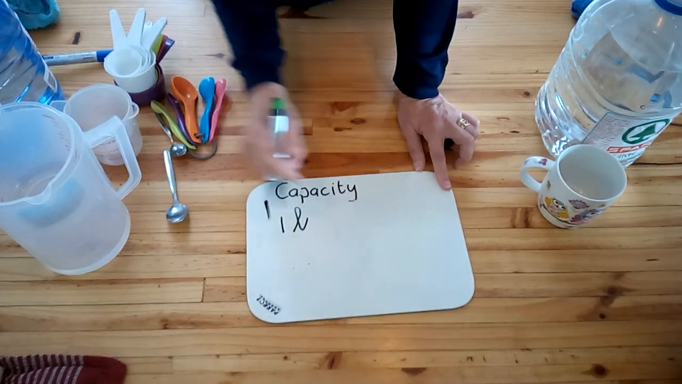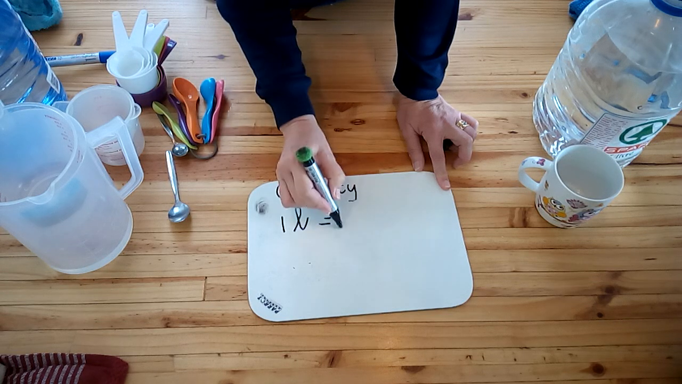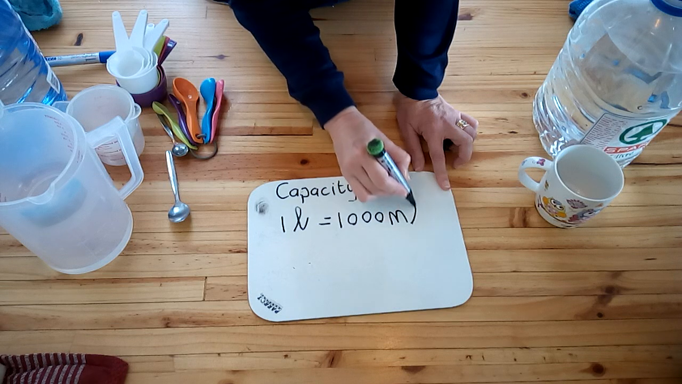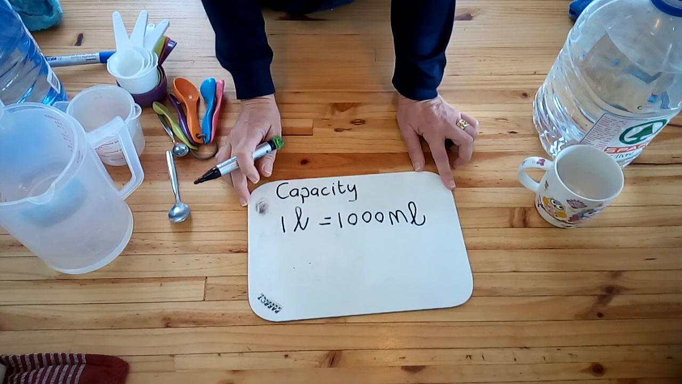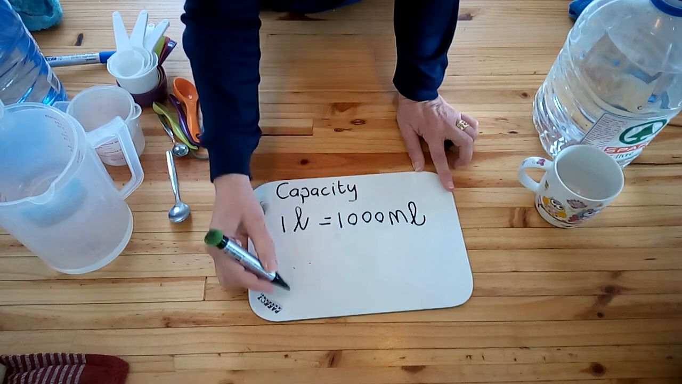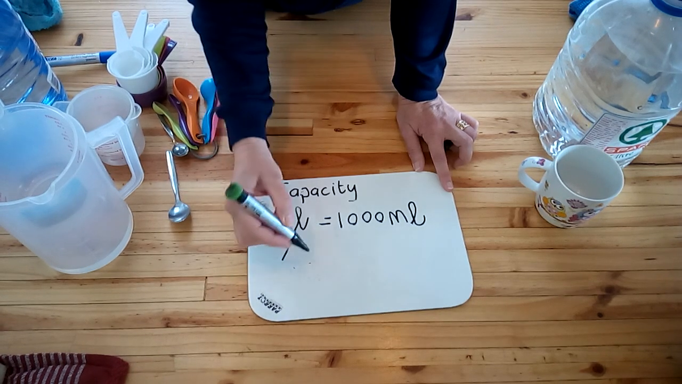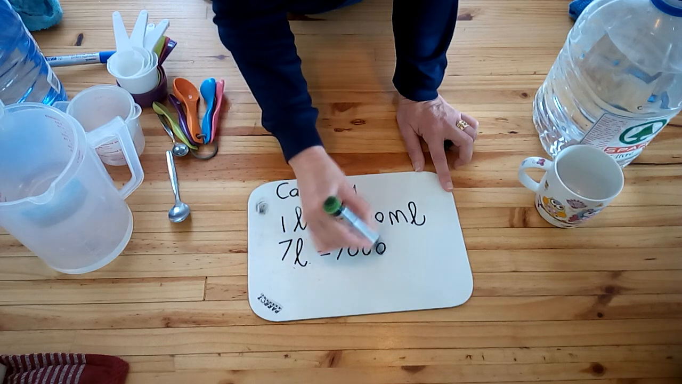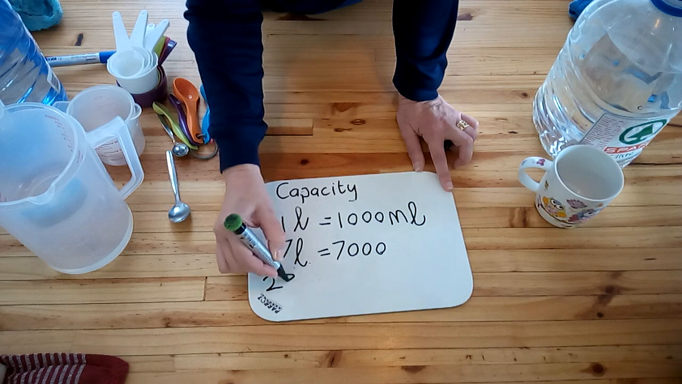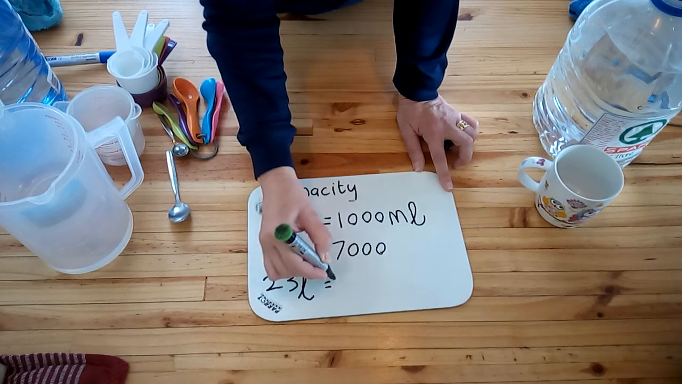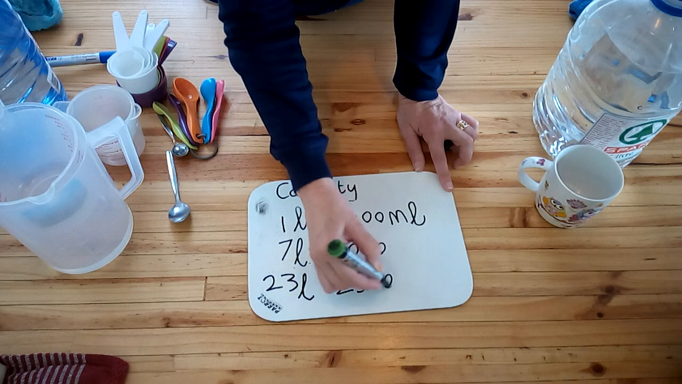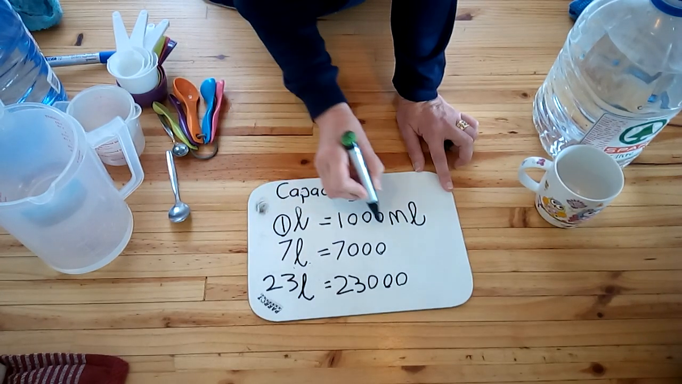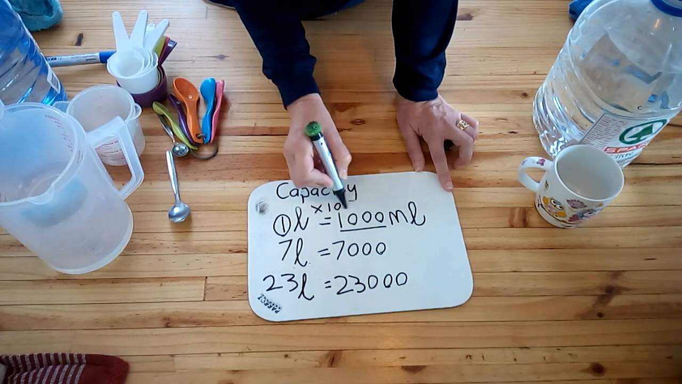1 liter is the same as 1,000 milliliters. Oops, now how am I going to do this? Oh, I did it. 1,000 milliliters. So whichever number I write on this side, let's start with small numbers, 7 liters will then be 7,000 milliliters. 23 liters will be 23,000 milliliters. Can you see? In other words, when I convert from liter to milliliter, I multiply by 1,000.